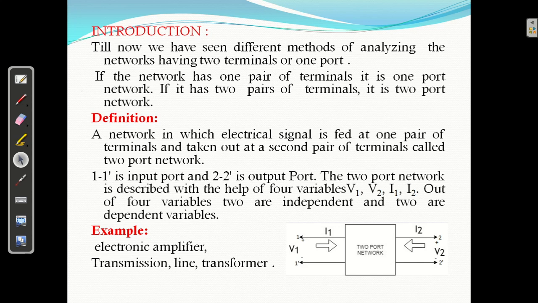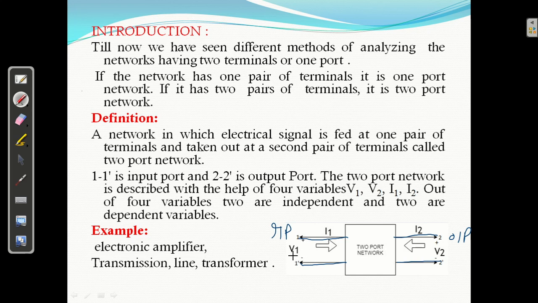But in the two port network, you can say this is the two port network. This is the network we have given. This is one port known as V1, 1 dash, and second port, that is 2, 2 dash. Okay, so this is the two port network. This is called as input port and this is called as output port, right?